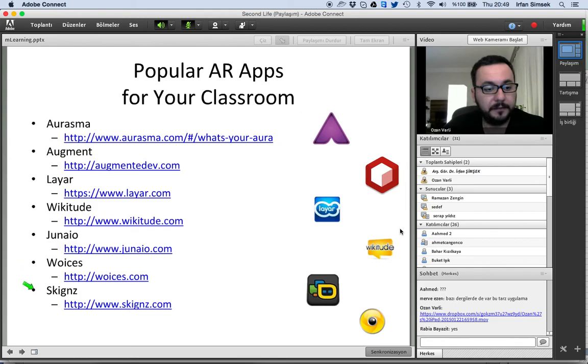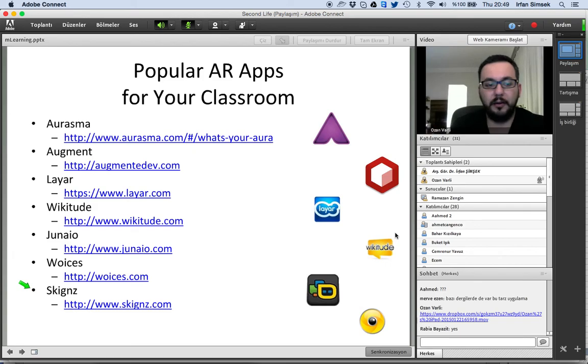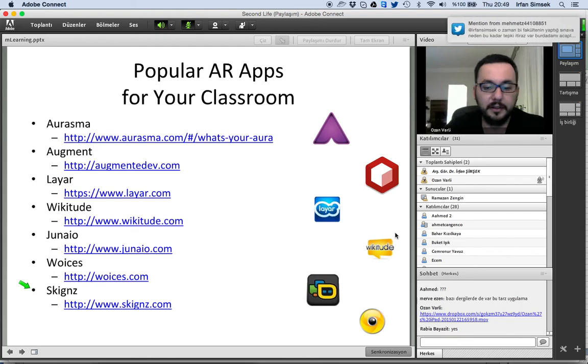And finally, there's Skynes. Skynes is also an interesting thing. It's similar to Voices, but this time you're dropping both visual and audio input. For example, you're going to describe your apartment to a friend. You can locate an arrow showing that you live here, and your friend can turn her phone on when she's in your neighborhood, and in the sky, she can see the arrow sign showing your apartment. You can create interesting activities around those applications for your classroom.